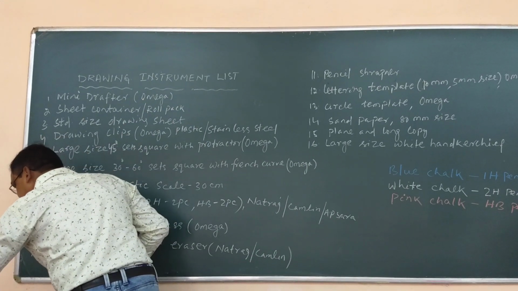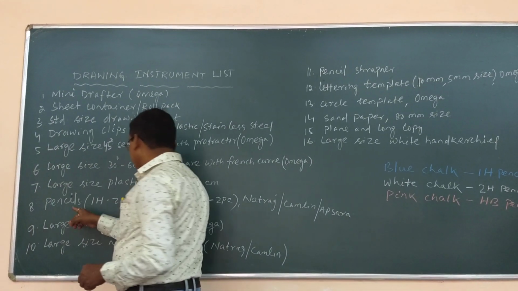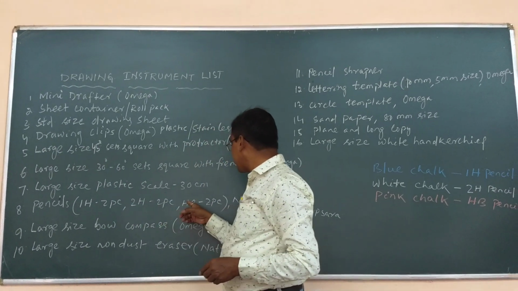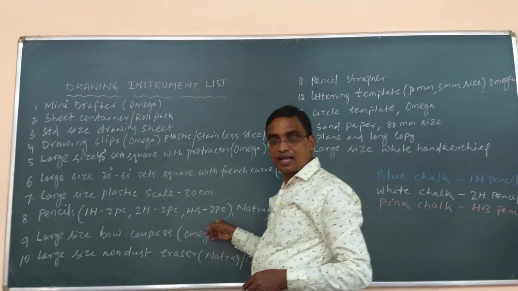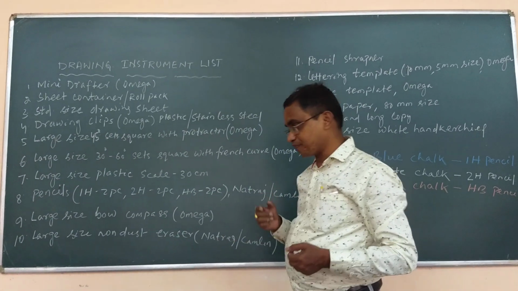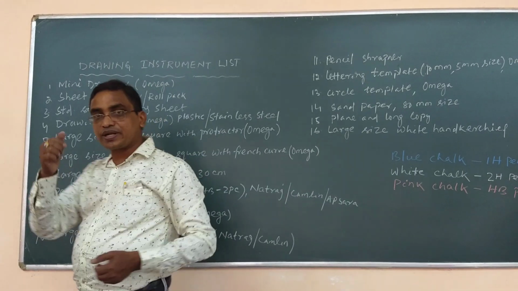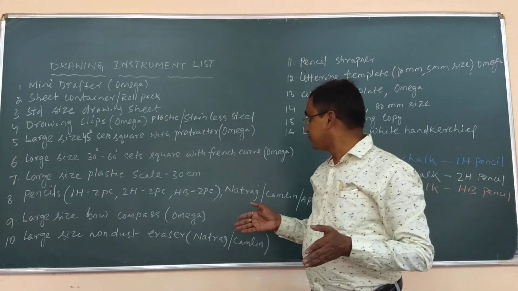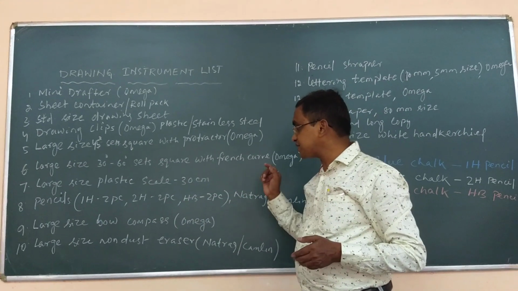Next item is pencils. Just you mark: 1H pencil 2 piece, 2H pencil 2 piece, HB pencil 2 piece. Either it is Nataraj or Camlin or Apsara, you may purchase, no problem. No microtic pencils, normal pencils, plain pencils, 6 piece pencils you have to purchase.